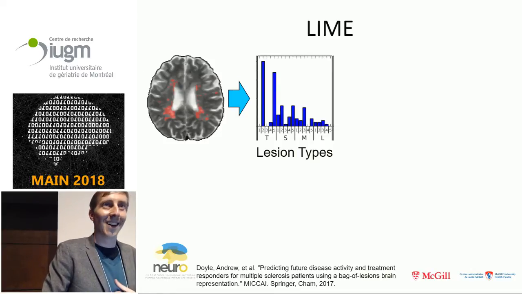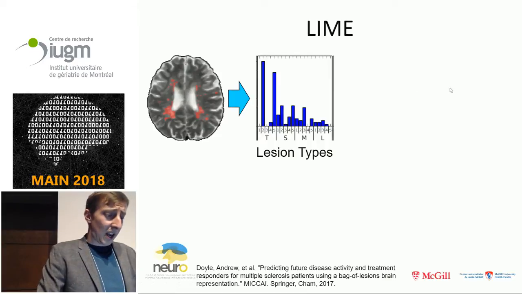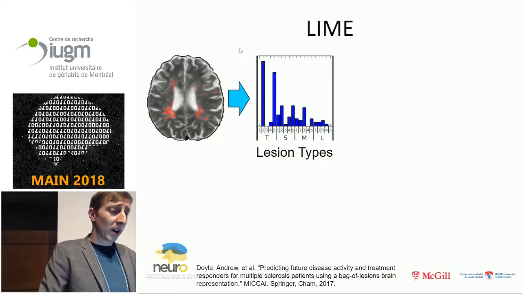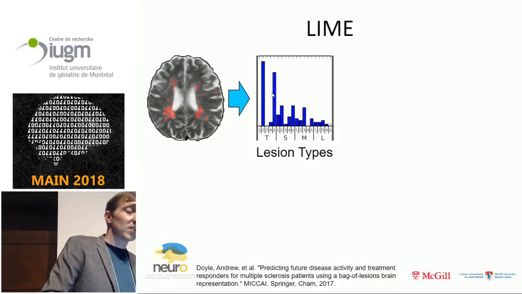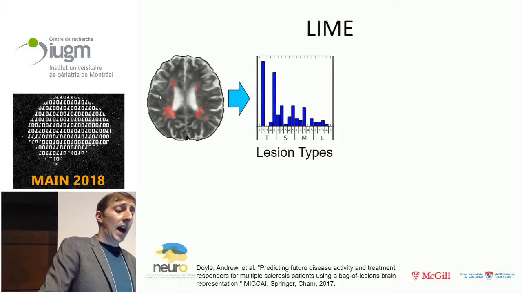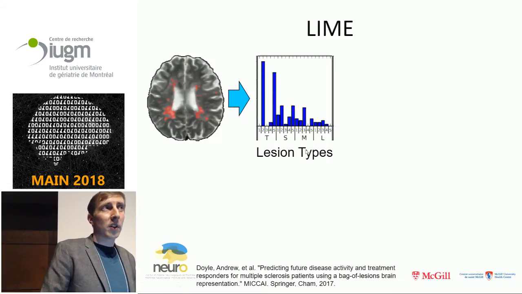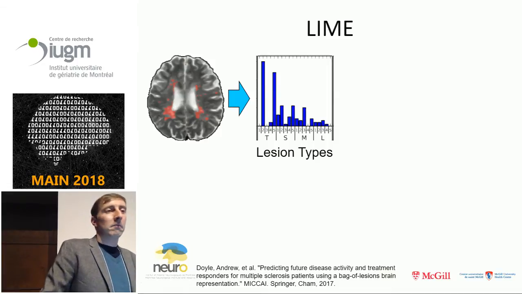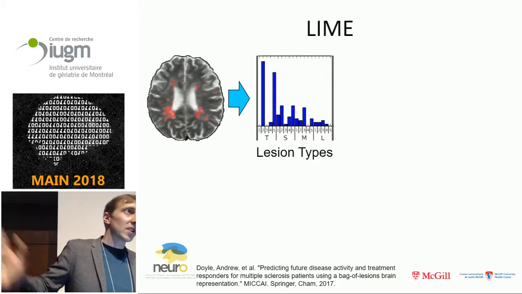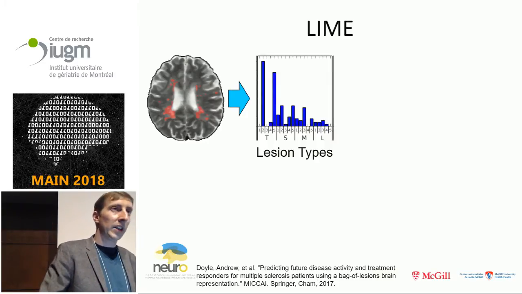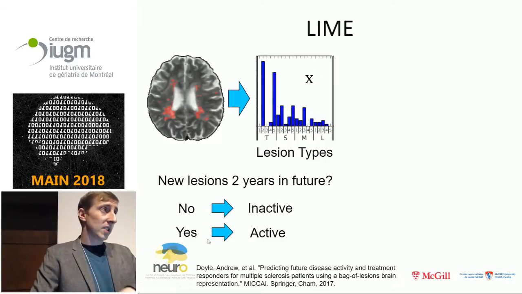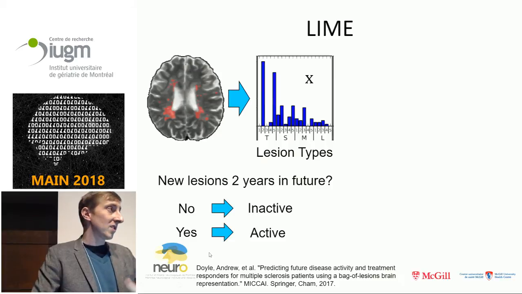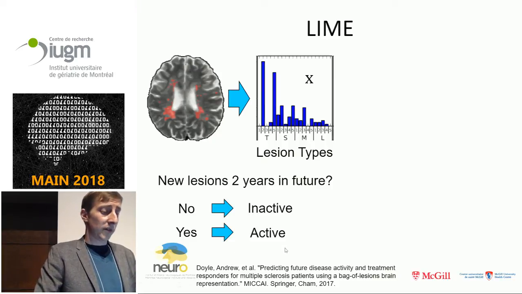So I use this in this never-ending multiple sclerosis work where I'm trying to find important types of lesions in multiple sclerosis using unsupervised learning, and then find which ones were the most important in predicting who is going to develop new lesions and who's going to respond to drugs. So I've got my input X, and the problem is who is going to get worse by having new lesions 2 years in the future.